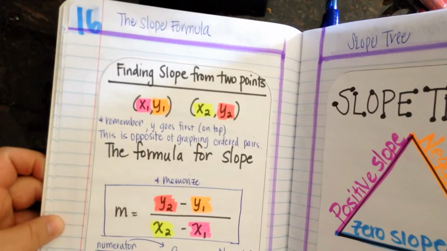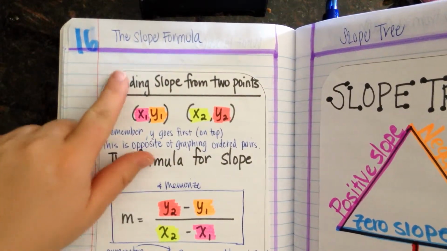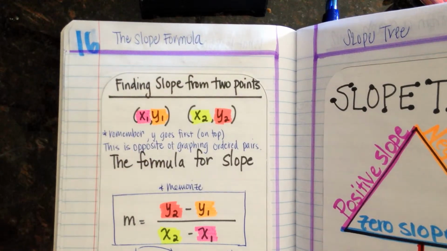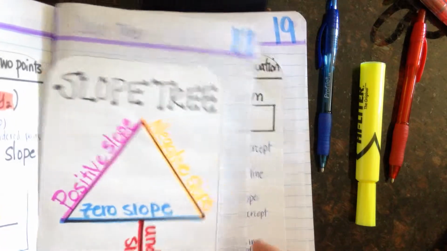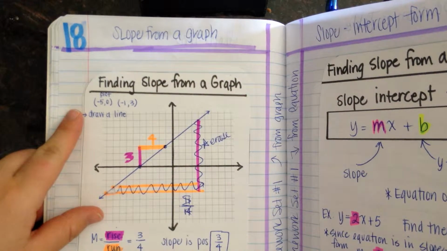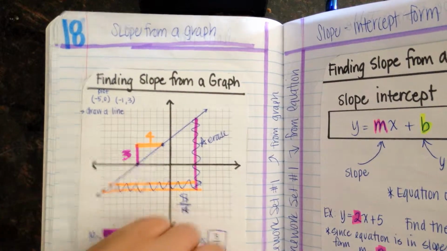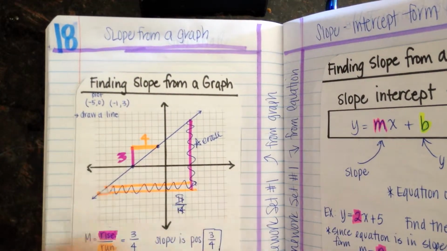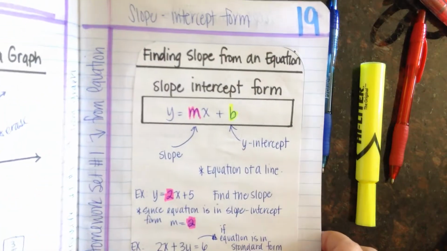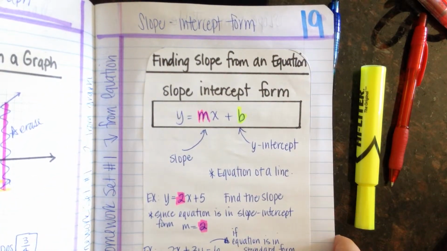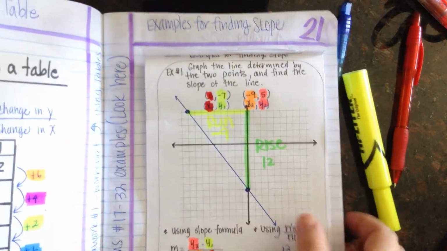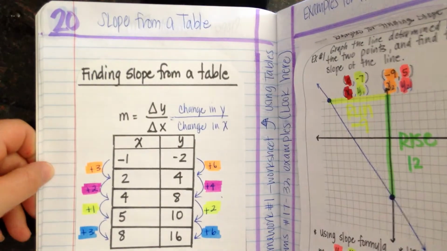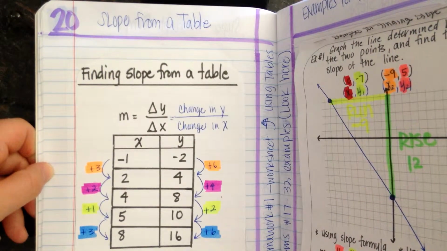Page 16 is the finding slope from 2 points. I labeled it slope formula. Remember, you can pause at any time in this video. Page 17 is slope tree. Page 18, finding slope from a graph. This will help you with the homework set number 1. Slope from the slope-intercept form on page 19. This will also help you with homework set number 1. Page 20, slope from a table, also for homework set number 1.